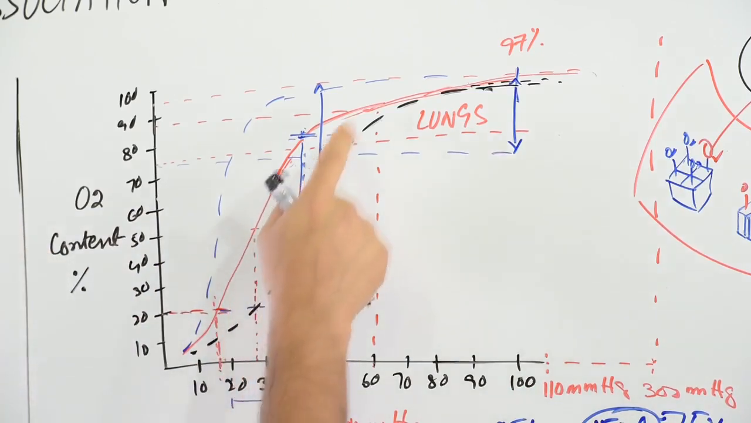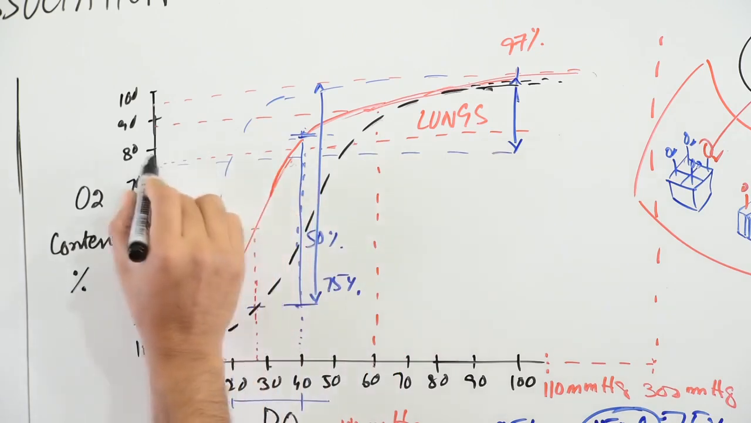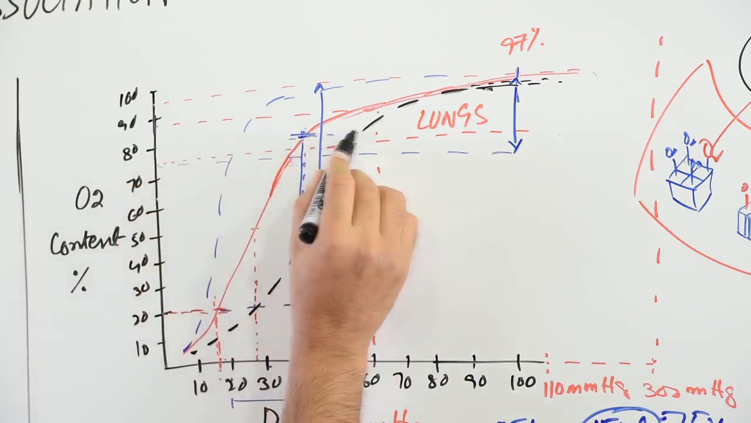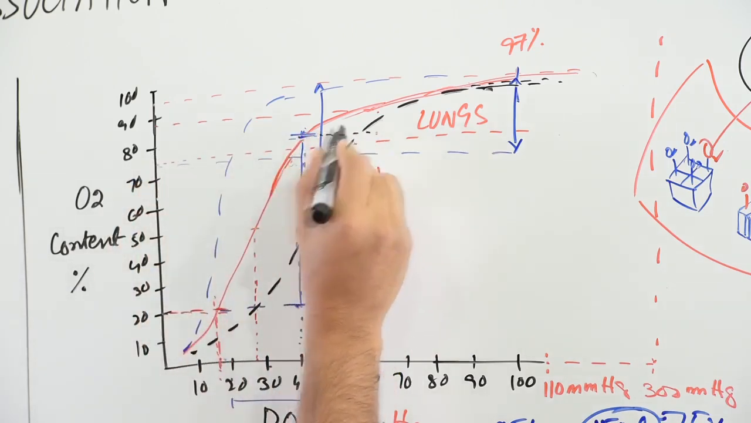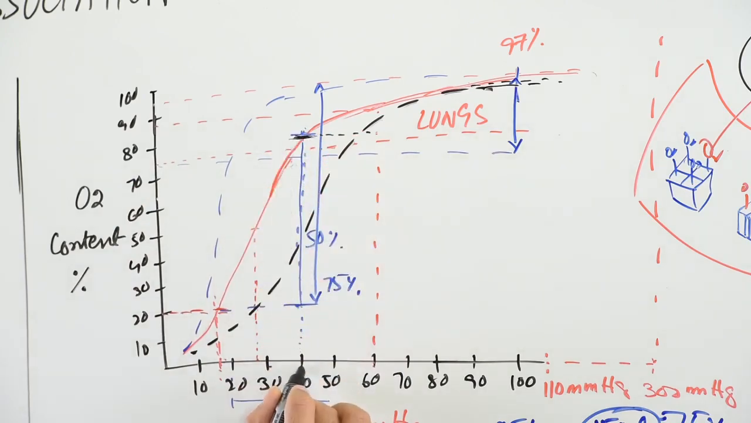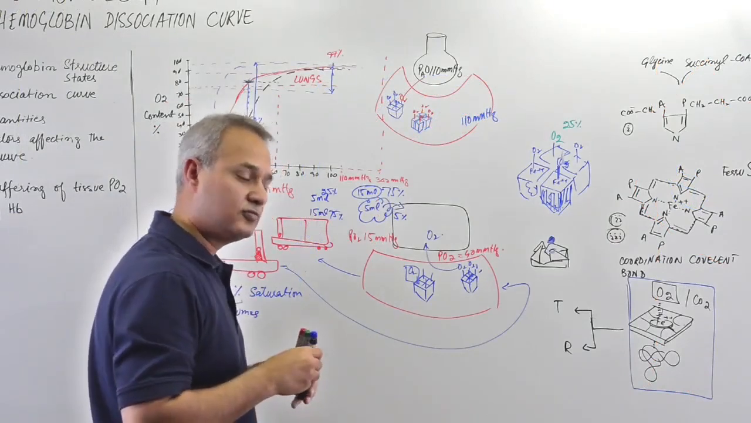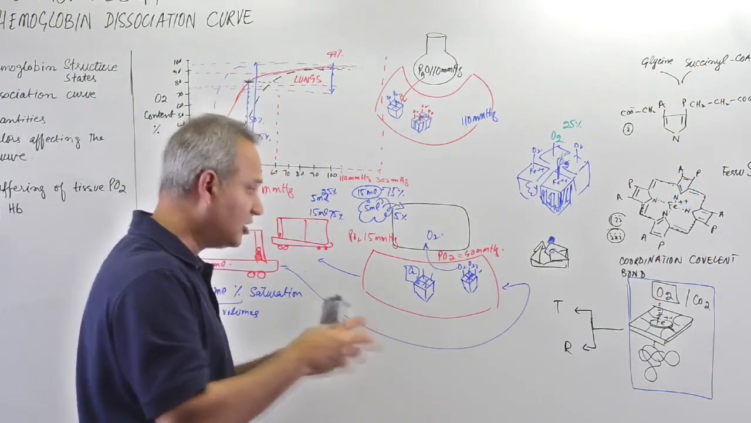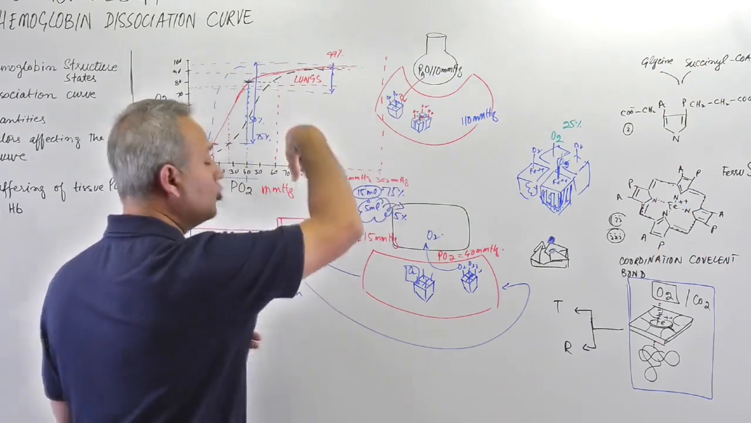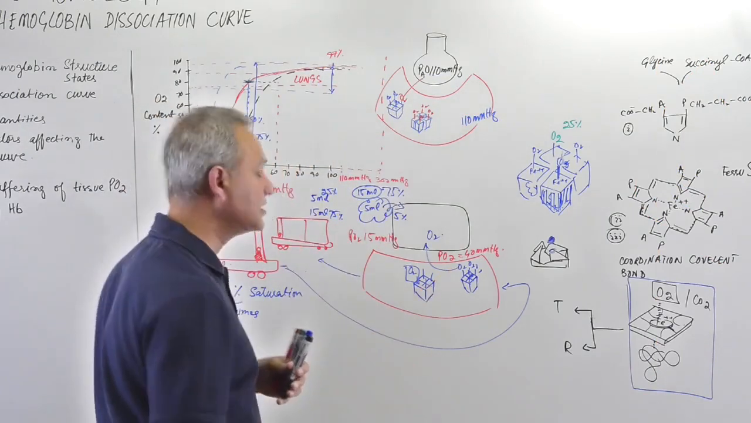So now how much unloading is happening? If you come down, let's say this one, this much was unloading before when we were at 40. Now the same amount is unloading at 55 millimeters of mercury. So tissue doesn't have to use a lot of oxygen, but it will get more oxygen. That is the effect of shifting to the right.